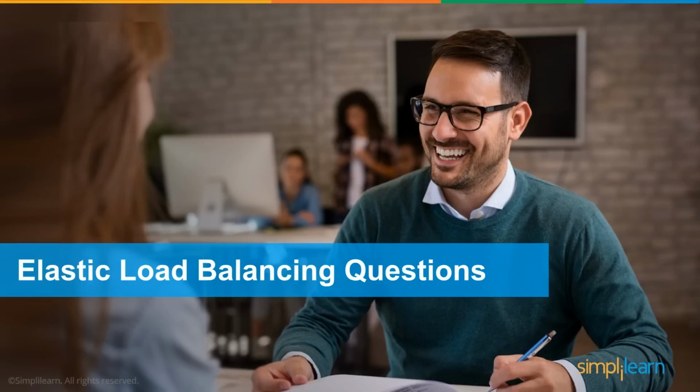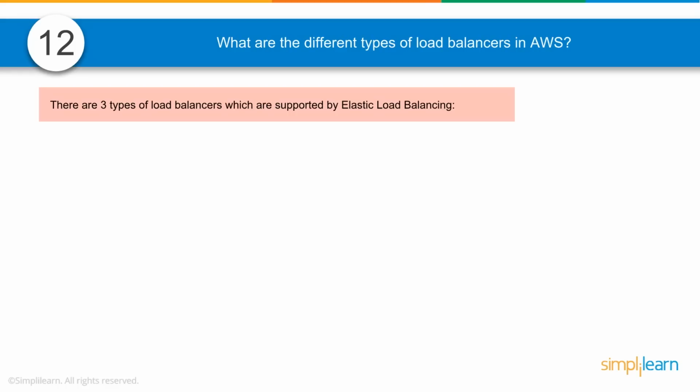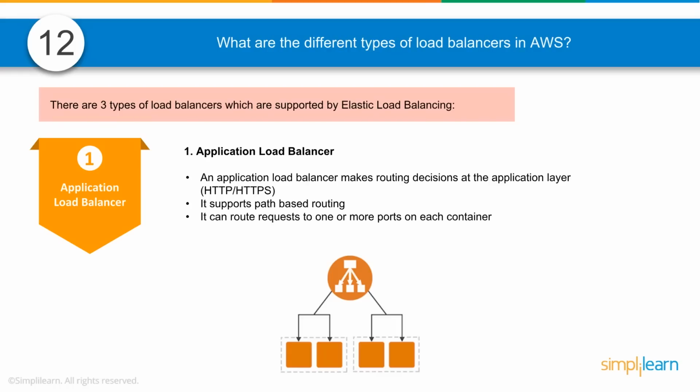Moving into questions on Elastic Load Balancer, this again could be a question in the interview. What are the different types of load balancers in AWS, and what's their use case? What's the difference between them? As of now, as we speak, there are three types of load balancers available in AWS. The first one is the application load balancer. Just like the name says, the application load balancer works on the application layer and deals with HTTP and HTTPS requests. And it also supports path-based routing.